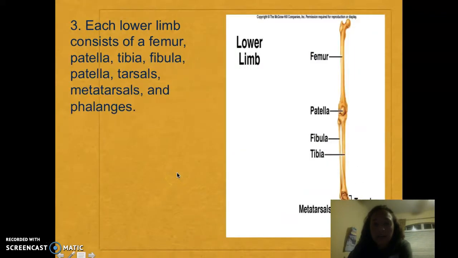So your pelvic girdle is attached. And then all the bones of the lower limb. So femur, patella, tibia, fibula, and the metatarsals, tarsals, and phalanges.